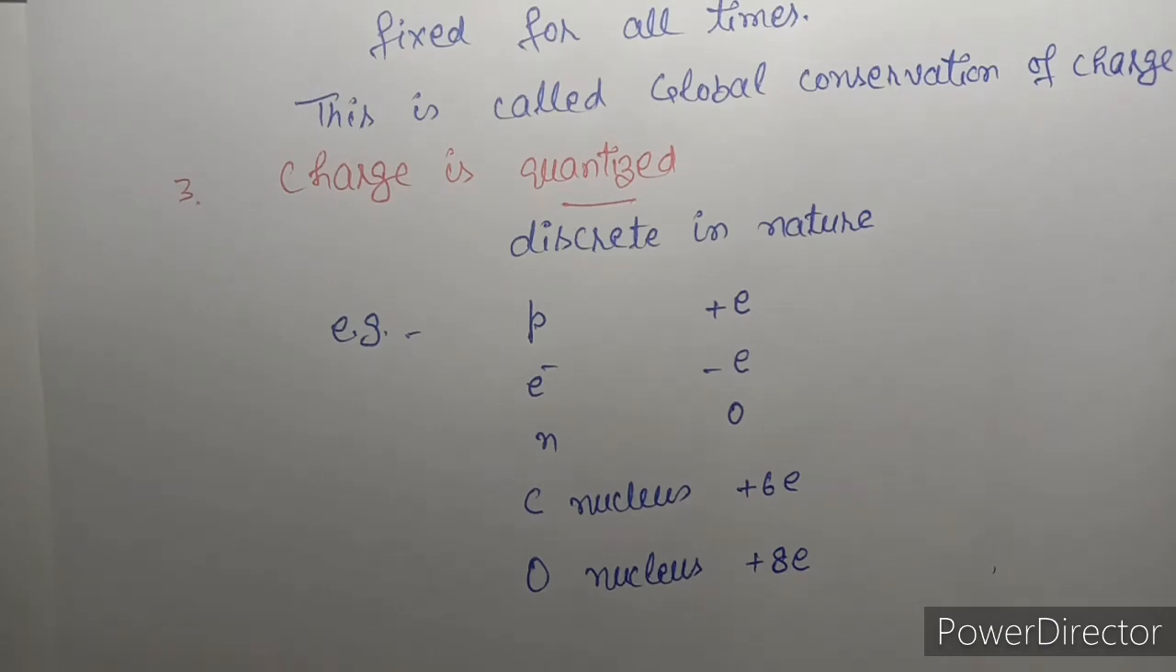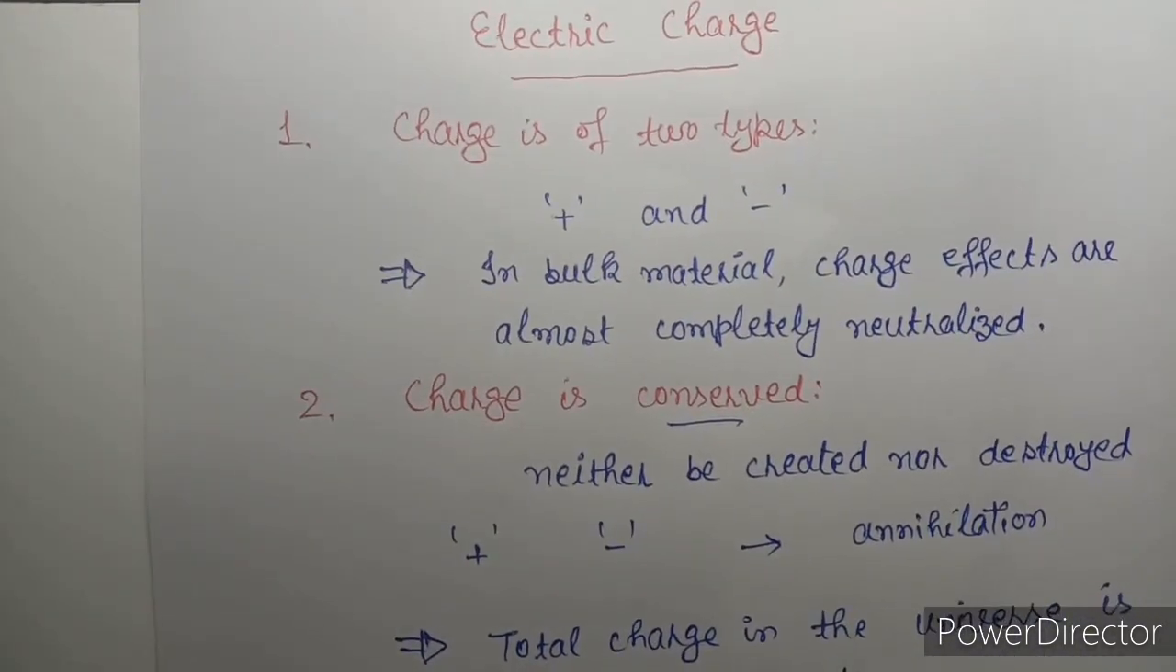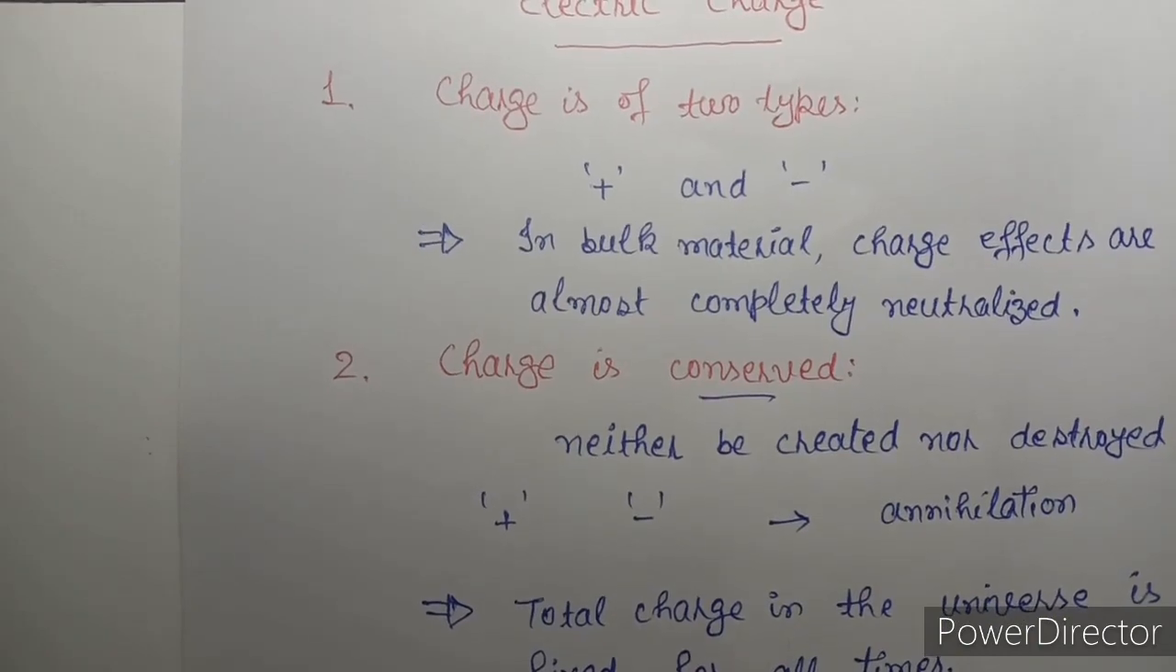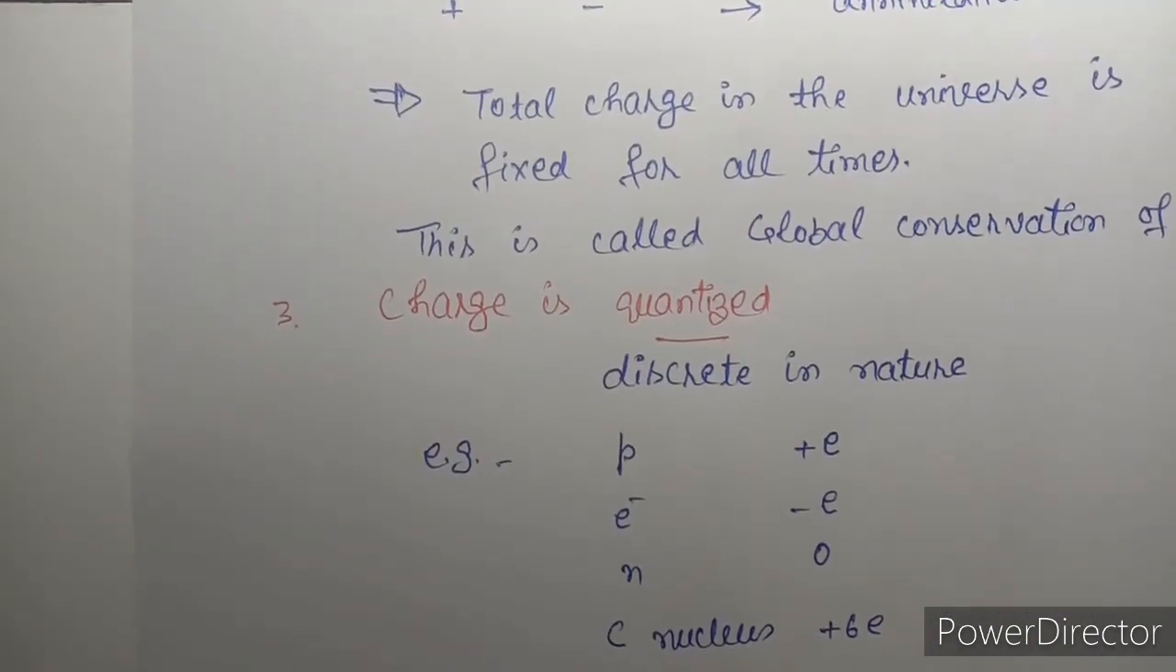So in this video we discussed the fundamental characteristics of electric charge. That is, one, charge is of two types; second, charge is conserved; and third, charge is quantized.